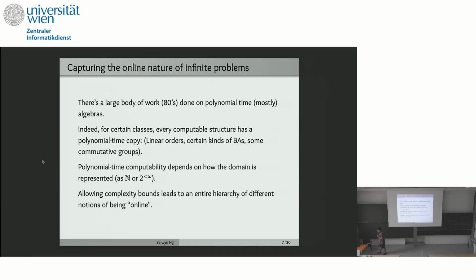Unfortunately, in this particular case, we would prefer not to do this because, first of all, looking at complexity classes is somehow more sensitive. It's a little bit too sensitive because, for example, it's going to depend on how the domain is presented. So we don't want to always just split our results into two parts. Also, if you allow complexity bounds, then you're going to consider a whole hierarchy of notions of being online, and we don't really want to do that. So we want to be a little bit more generous.